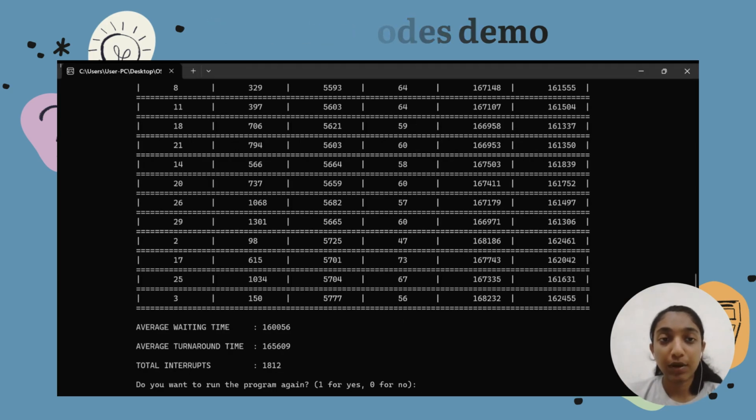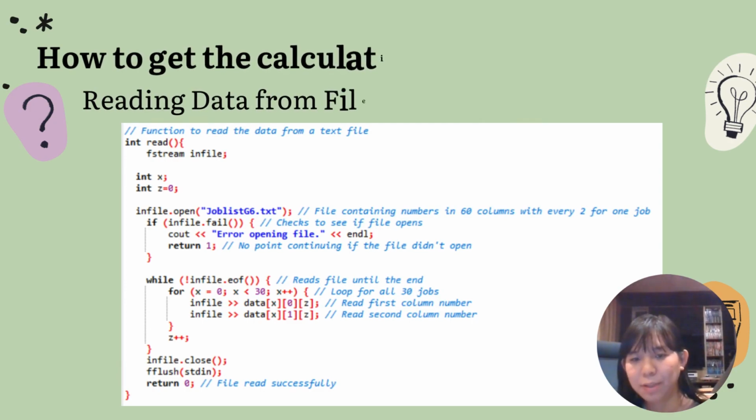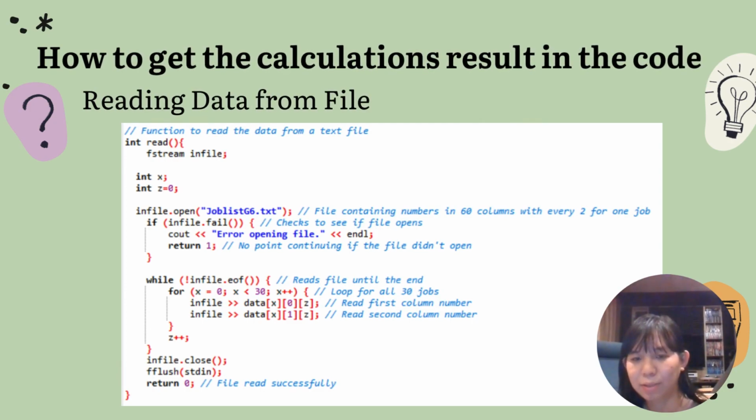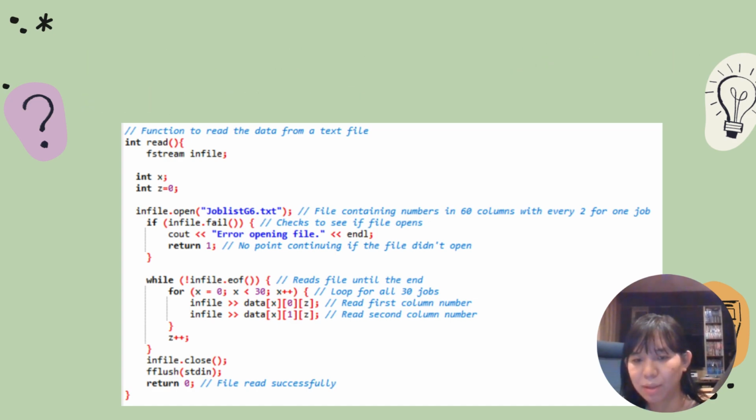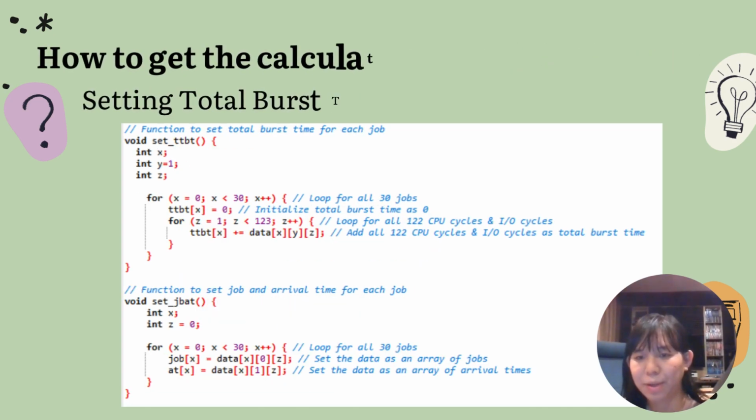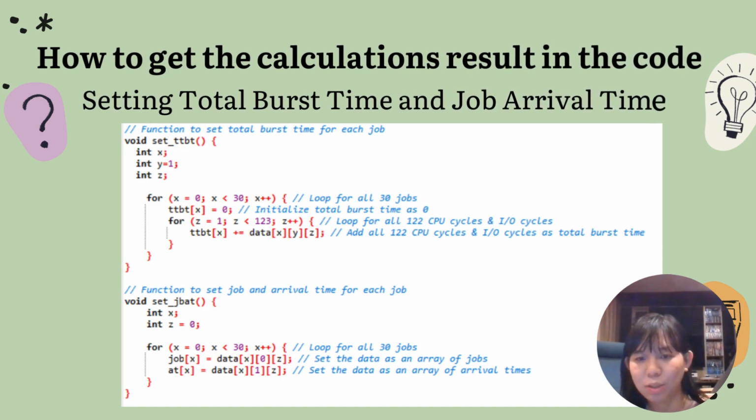My name is SHAWN. How to get the calculation results in the code. First, we're reading data from files. We get the data from job list g6.txt. After that, we're setting total burst time and job arrival time. We have a function to set total burst time for each job. First, we look at all the 30 jobs and also all 122 CPU bursts and I/O bursts. Then we add all 122 CPU bursts and I/O bursts as total burst time. Then we have a function to set job and arrival time for each job. We set the data as an array of jobs and then set the data as an array of arrival times.